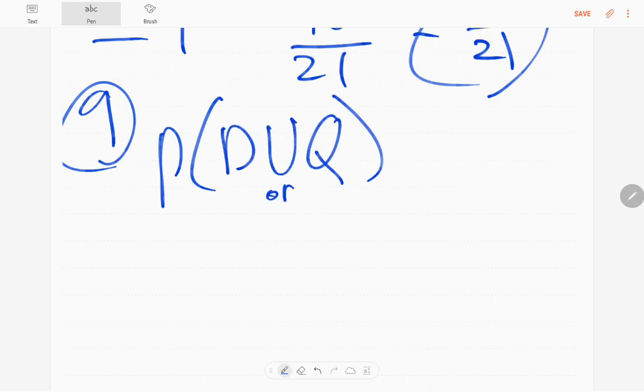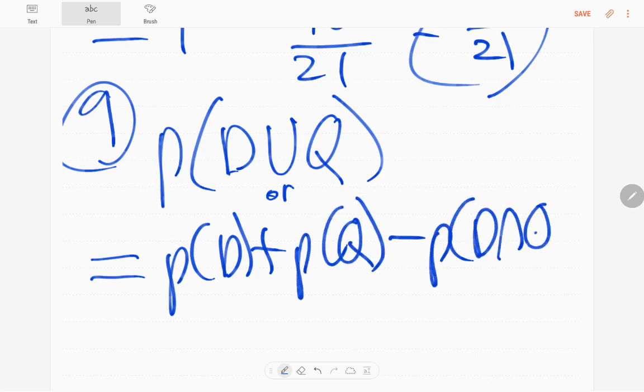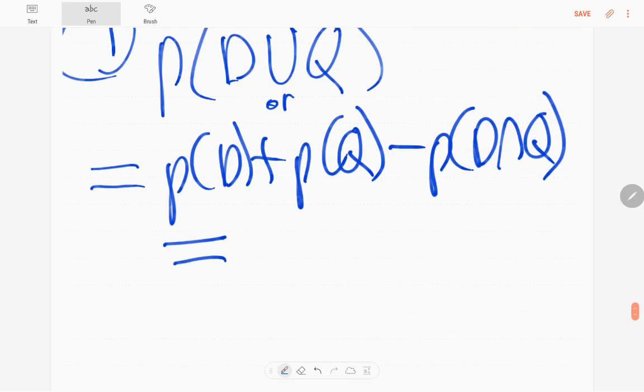So remember, you use the union symbol whenever you want to translate English to math. You use the union symbol for the or. And the formula says this is the probability of getting a diamond plus the probability of getting a queen minus the probability of getting a diamond and a queen. So that's something you should remember for the test.